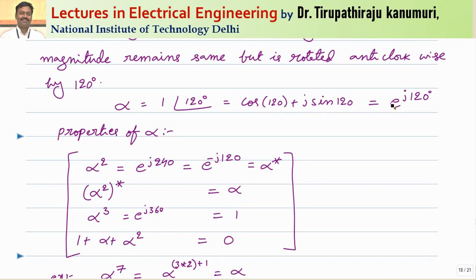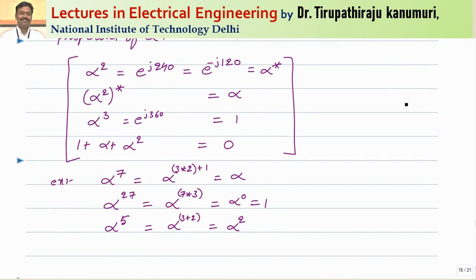Or this I can represent in the form e to the power of j120, because e to the power of j theta is equal to cos theta plus j sin theta. So the same thing I can represent in this form. So let us see what is the property of this alpha so that we can proceed further.